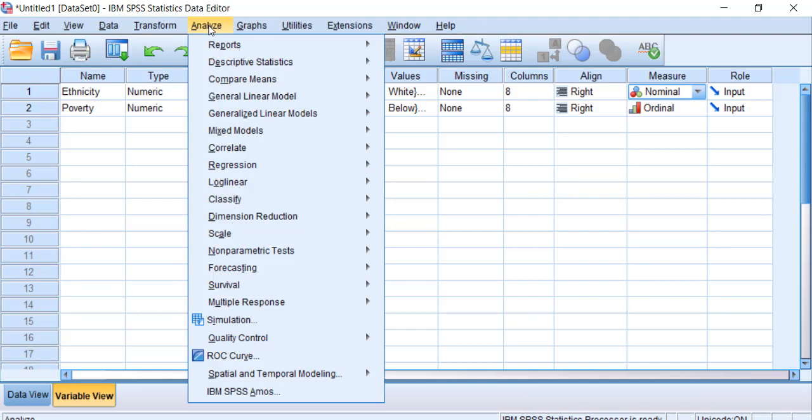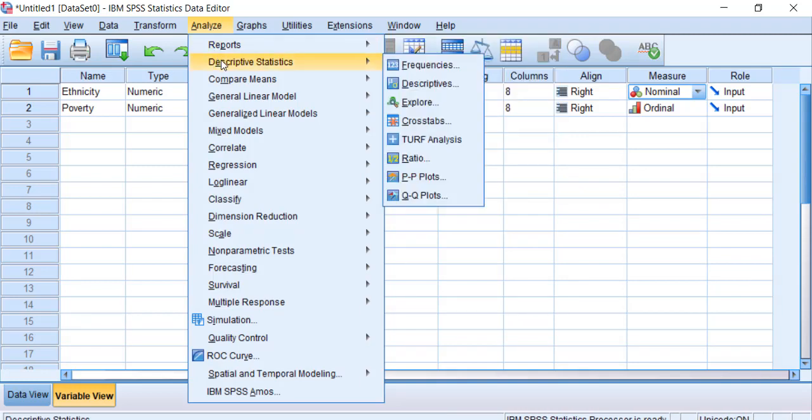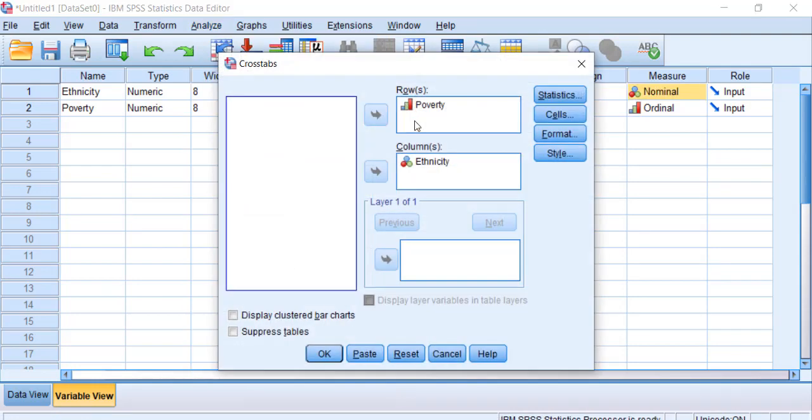Once the data is set up, we can go into Analyze, and the chi-square is actually under Descriptives. So if you go down to Crosstabs, to make it mirror the Excel document, I am setting ethnicity as my columns and poverty as my rows. This will allow you to more quickly, easily compare and contrast the two things.